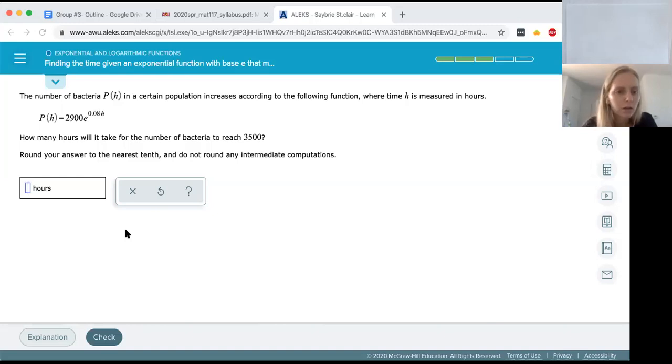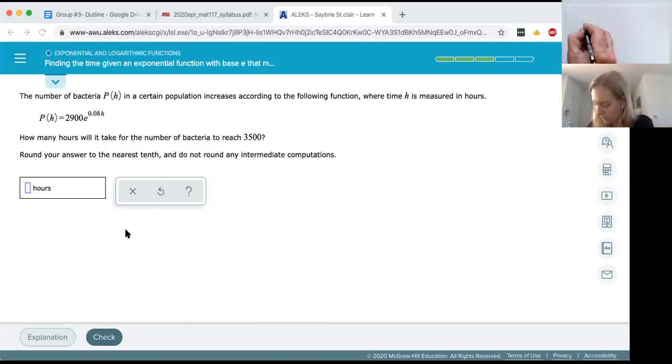E and then 0.08 H. You're not going to take away there, because there's no whole number. You're just going to divide by 2,900 on both sides. So then that cancels out. When I divide 3,500 by 2,900, I get 1.20.